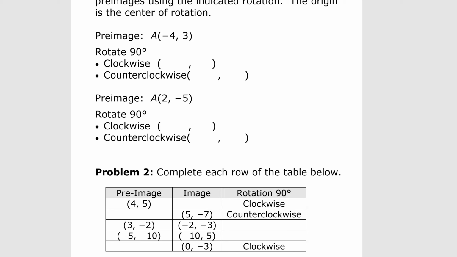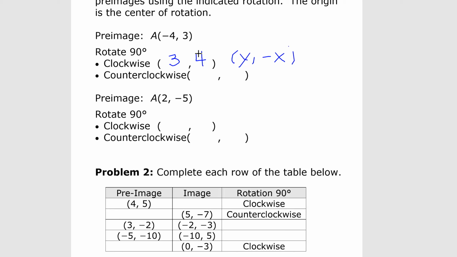First of all, we're going to take this pre-image A, the point -4, 3, and rotate it 90 degrees clockwise. Well, that rule is to change the XY coordinate to Y, -x. So we're just going to take -4, 3, and we're going to move the Y coordinate to now become the X coordinate, and then change the X coordinate to its opposite. So now our X coordinate will be 4.